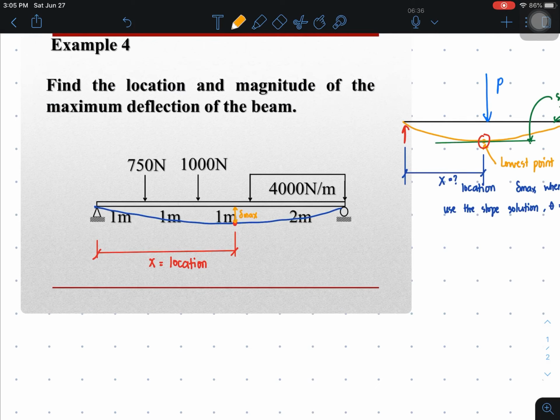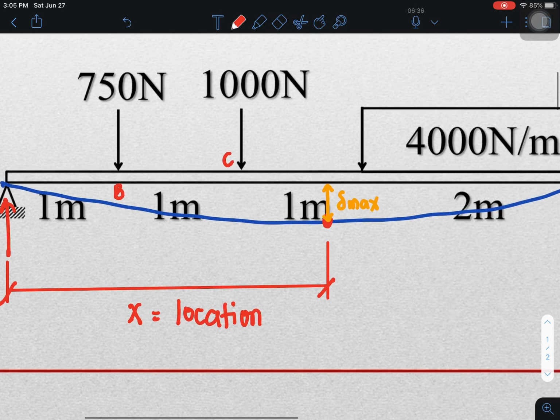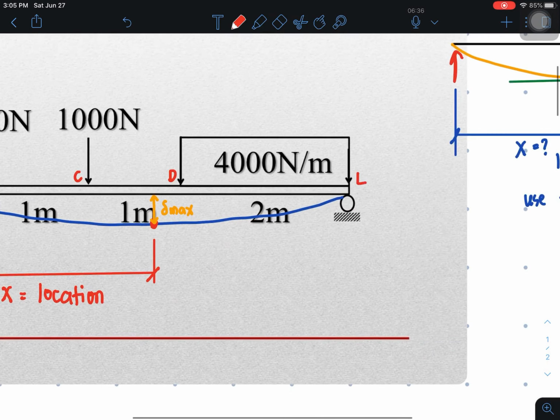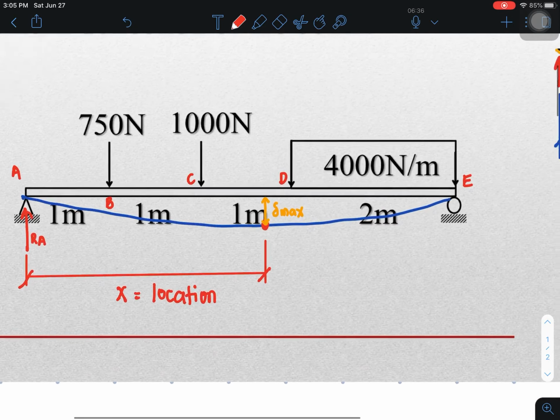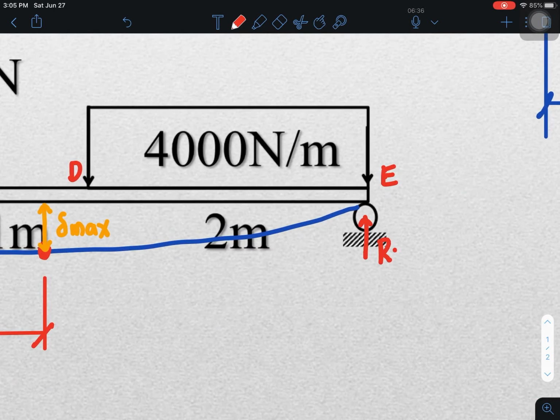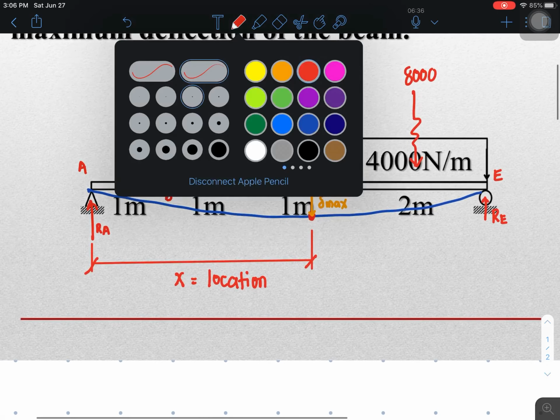How? First is we're going to solve for the reaction. So let's have here, I'll call this one as A, this is B, C, D, and E. So this is going to be your RA, and this is your RE. Then of course, naa sa tay resultant diha, and the resultant here is 8,000. So I'm sorry for the background noise. Let us proceed with solving RA and RE.